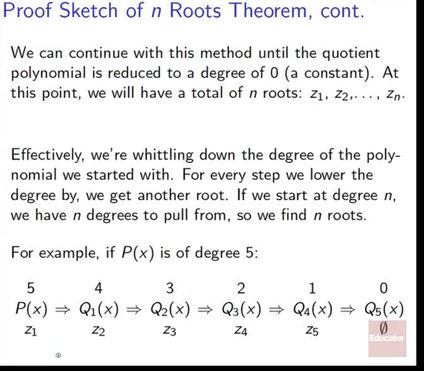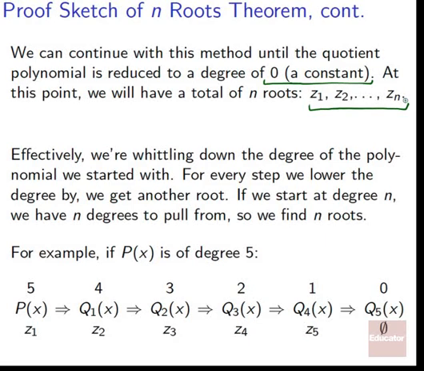And we just keep going with this method until we eventually get down to some qn that's going to just be a constant. We'll be stuck at degree 0. At this point, we'll have a total of n roots because we'll have pulled out one root each time we take a step down, and so we'll take n steps down. We'll have managed to pull out z1, z2, all the way up until zn.